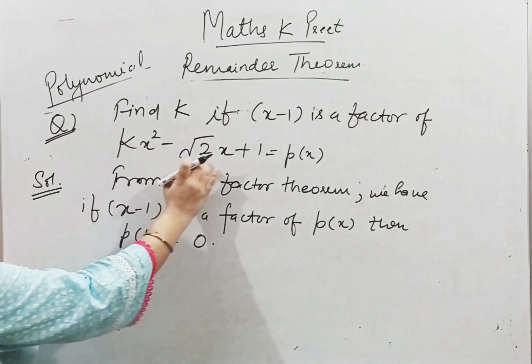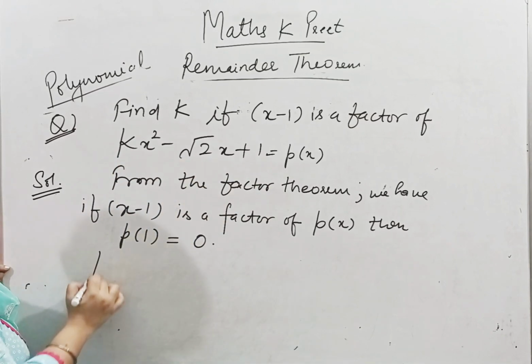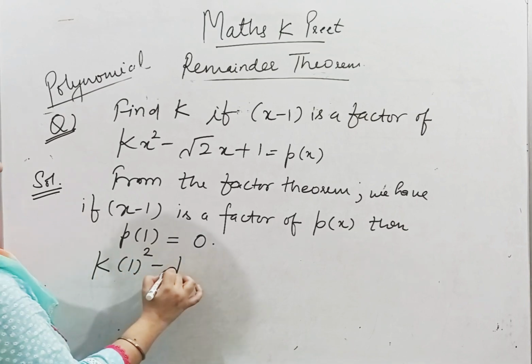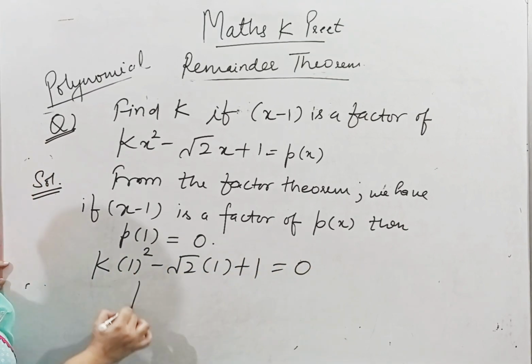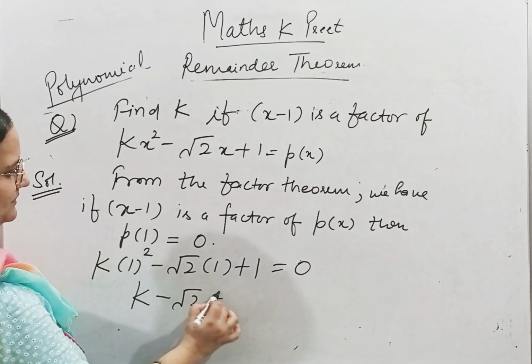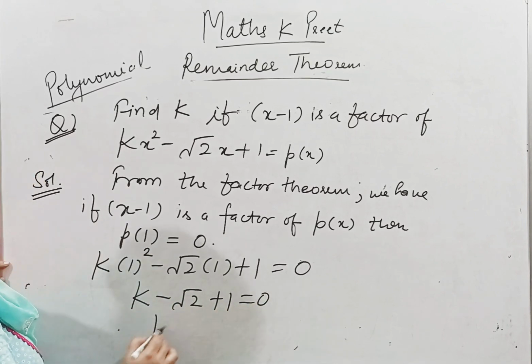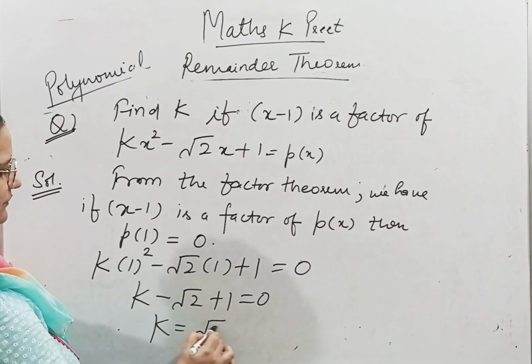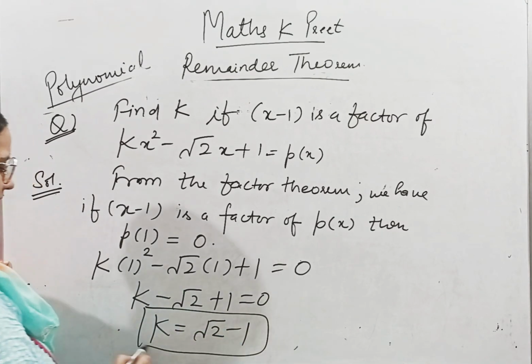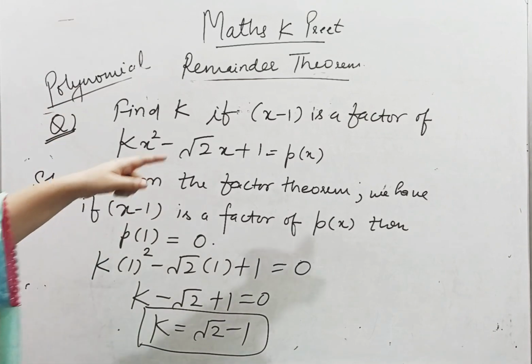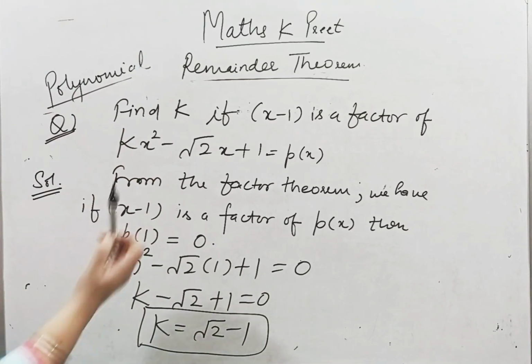So we will put the value x as 1 here. k into 1 square minus root 2 into 1 plus 1, we will equate this to 0. k minus root 2 plus 1 is equal to 0. So k is equal to, root 2 will be positive now and 1 will be negative now. So this is the value for k. This was the question, find k if x minus 1 is a factor of this.